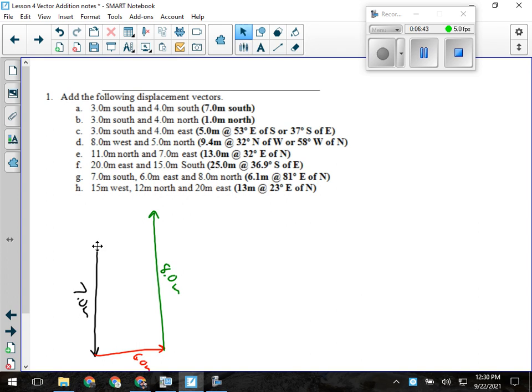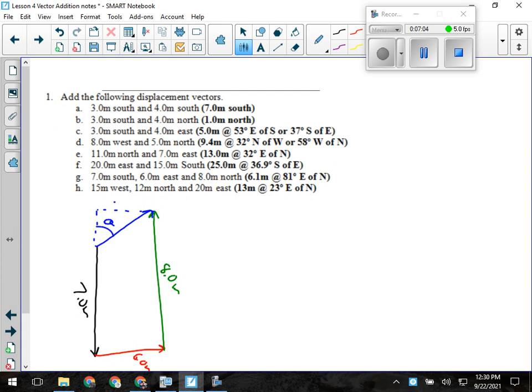Okay, where do I draw my resultant? Always from the beginning to the end. Doesn't matter what kind of vectors they are, that's where the resultant goes. It connects beginning to end. Okay? Alright, so there's my resultant's triangle.